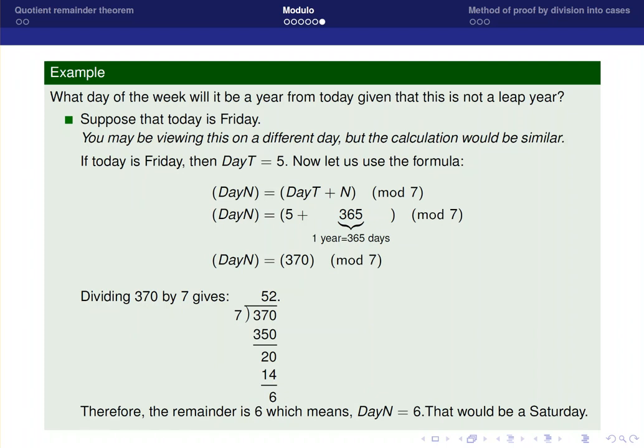So try to run the calculation with a different day of the week. Suppose you're watching this on a Monday or a Tuesday. Can you investigate what day of the week it will be after 1 year? Try to mimic the same process. The only difference is instead of day 5, you're going to have to use a different number.